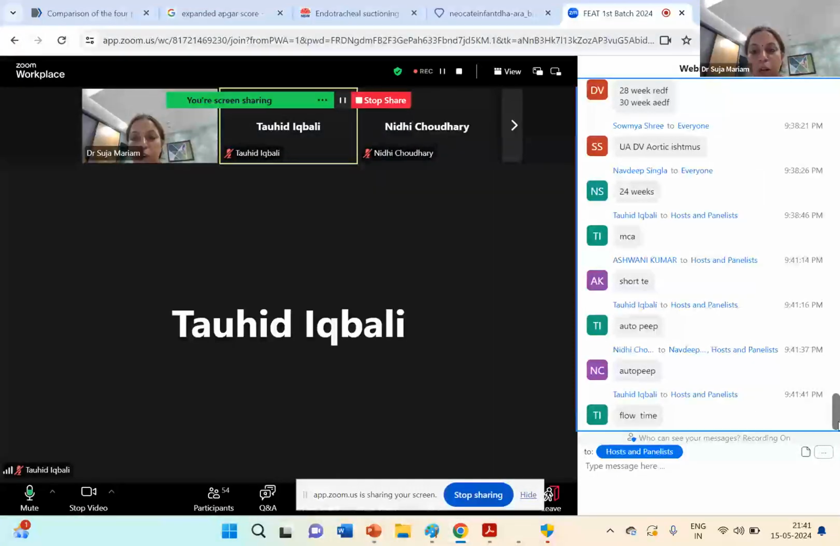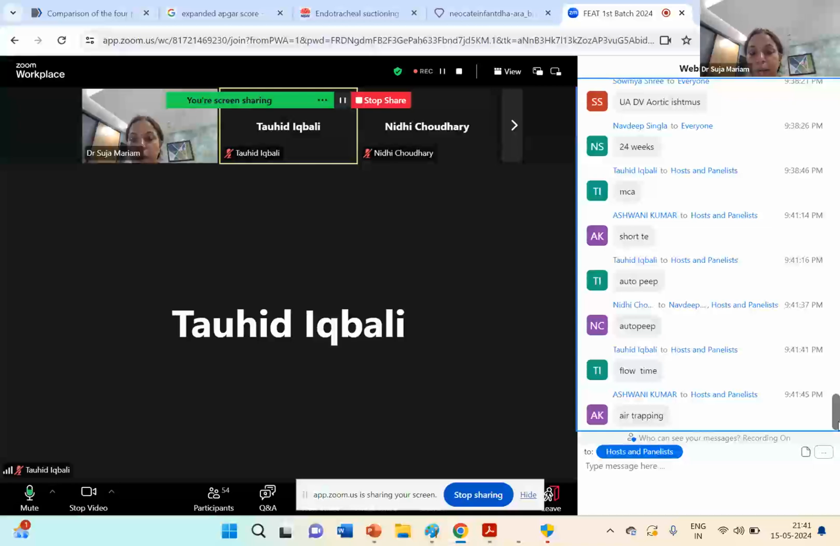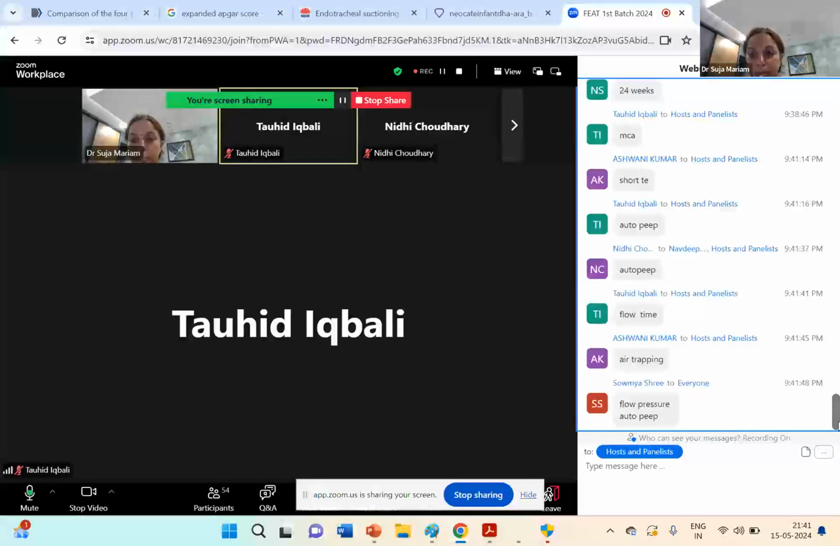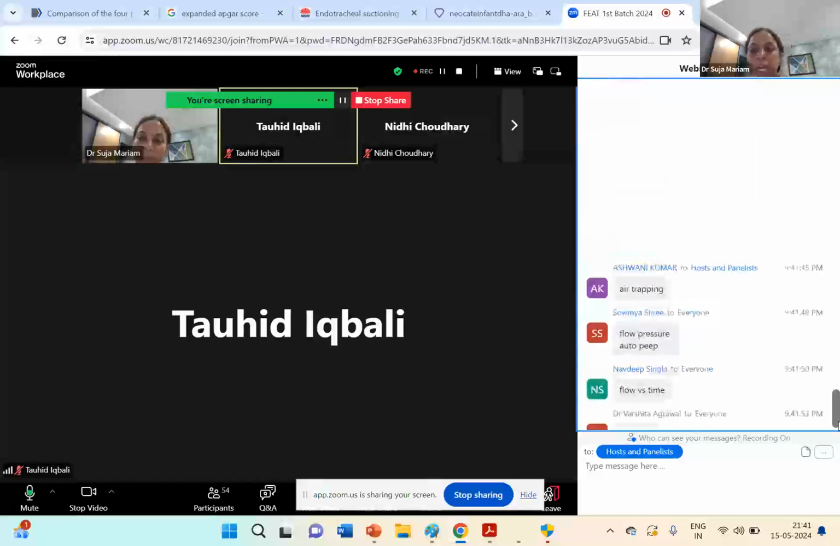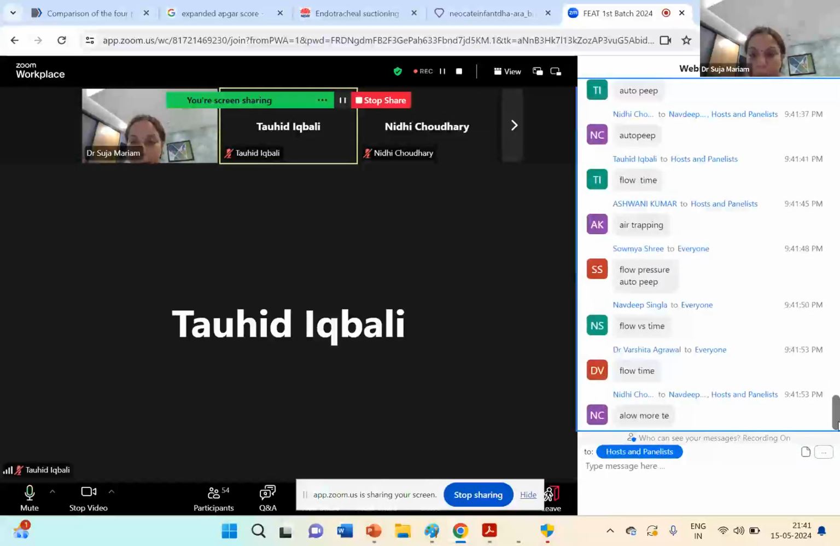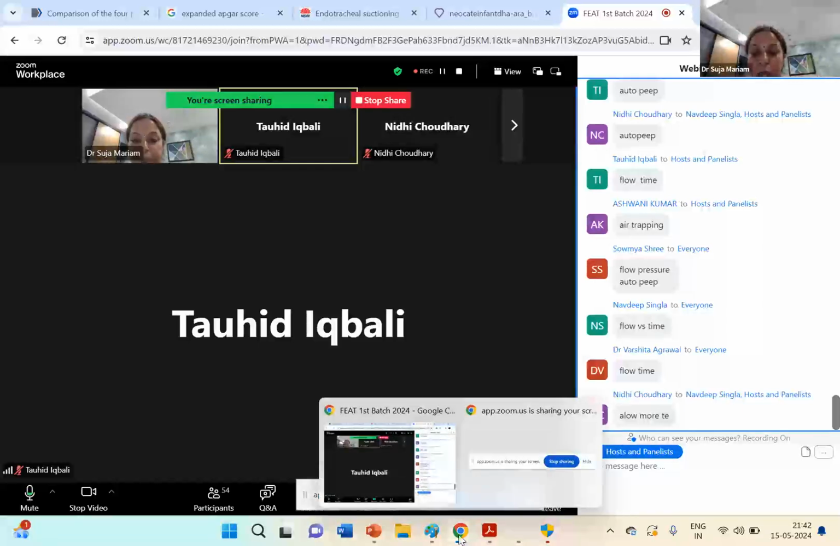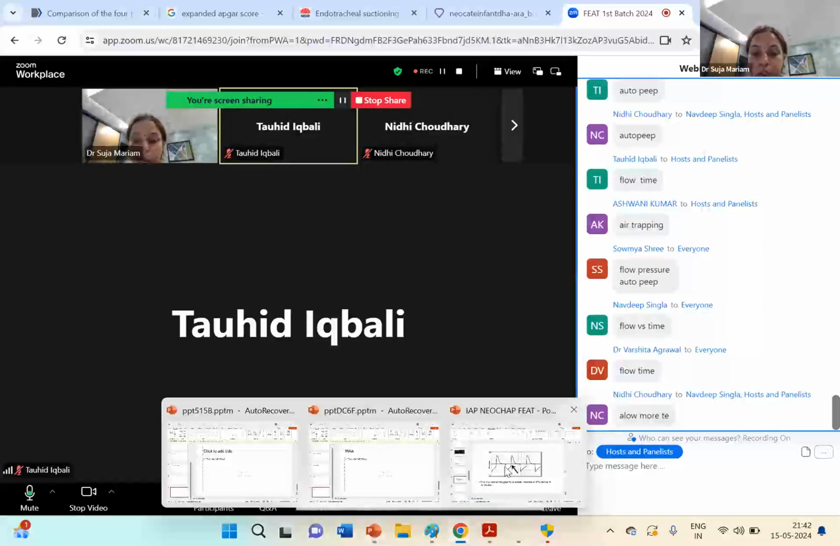So very good. All of you have given the right answer. It is a flow time graph being seen, and both terminologies are correct: auto PEEP, which happens because of air trapping. And yes, we have got the right answer. Somebody has mentioned allow more TE. TE is expiratory time. So let's go back to the graph.